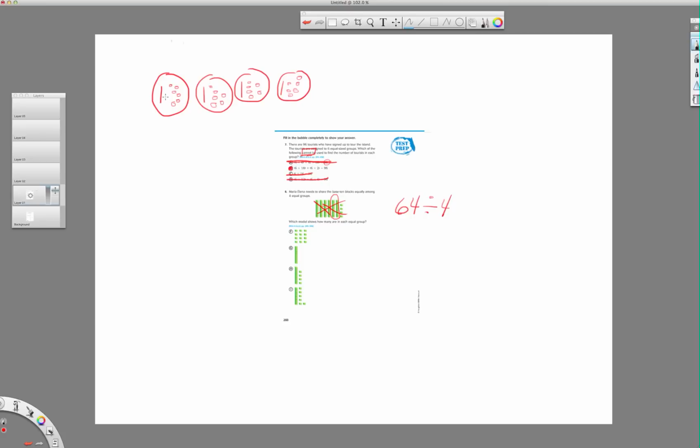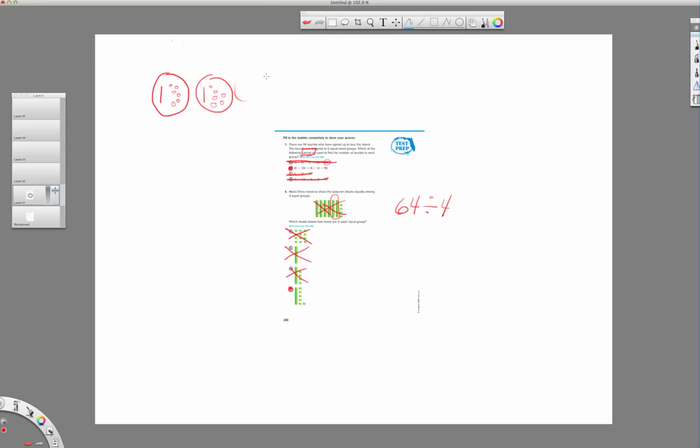So now I have to see this picture, which one matches that picture out of my choices. So I need to find one with one 10 stick. So it can't be this. All the others do have a 10 stick. And then we have to find the one that has 1, 2, 3, 4, 5, 6 ones. This doesn't have any ones. This only has 4 ones. This does have 6 ones. So our answer is I.